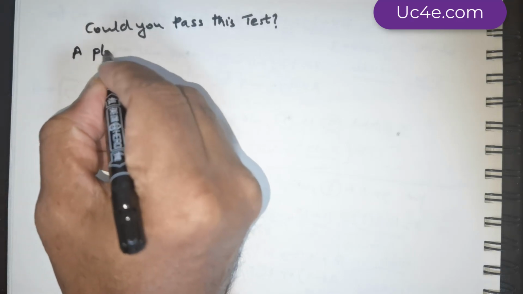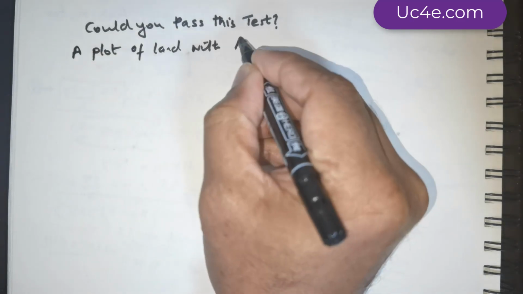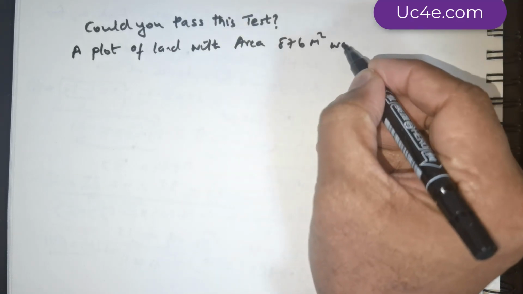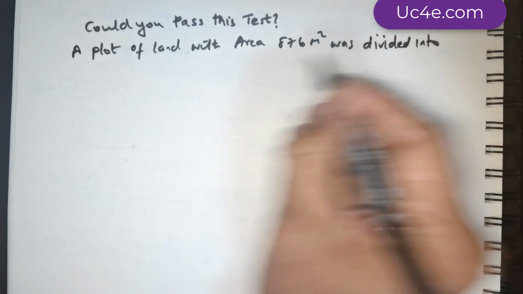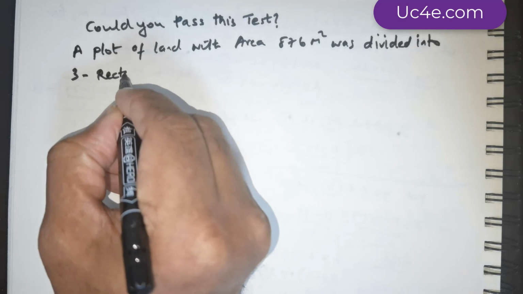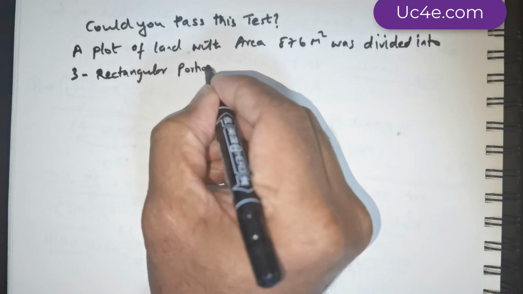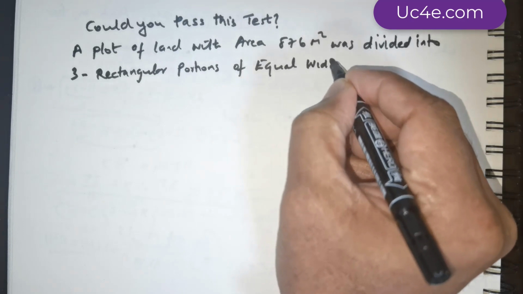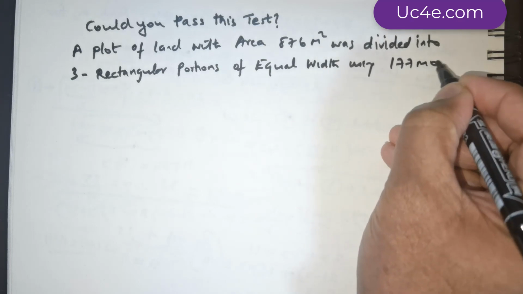Let me write that down. A plot of land with area 876 square meters was divided into three rectangular portions of equal width using 177 meters of fence.